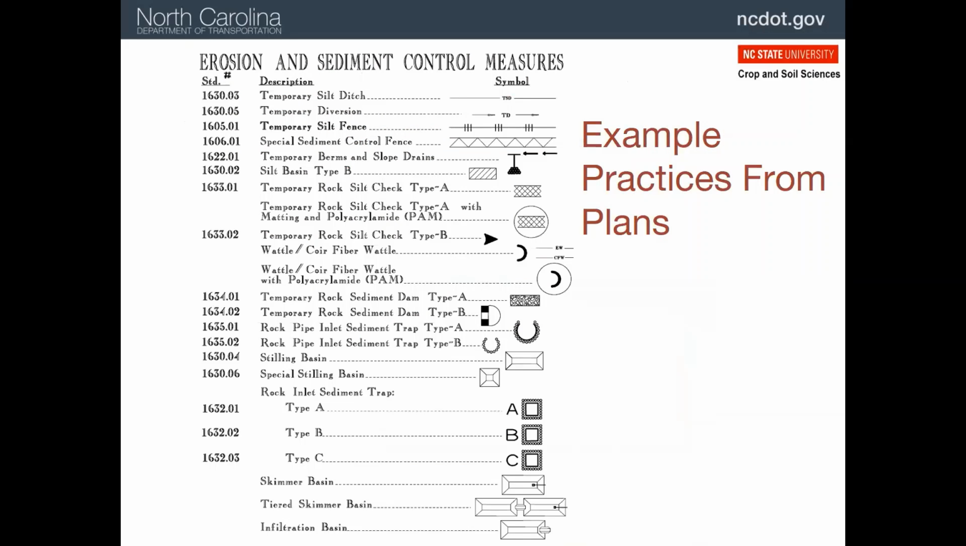Now, every construction project will have a set of erosion sediment control plans which details what practices need to go where on the site. These are indicated as symbols, and there will be a key to these symbols on the plans, as you see here. All NCDOT projects will have the same symbols.